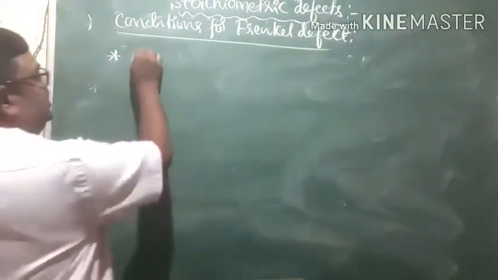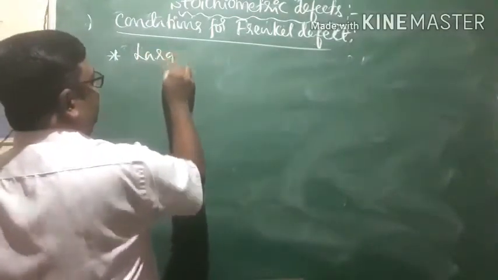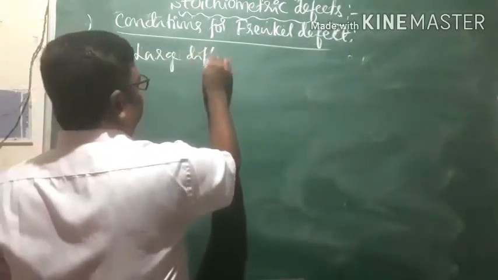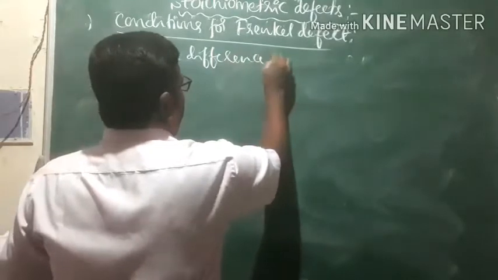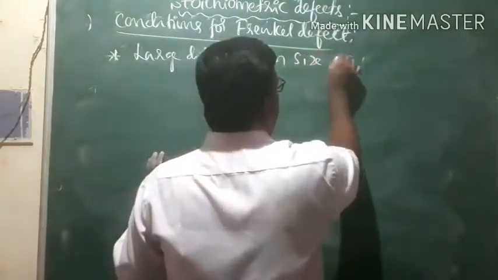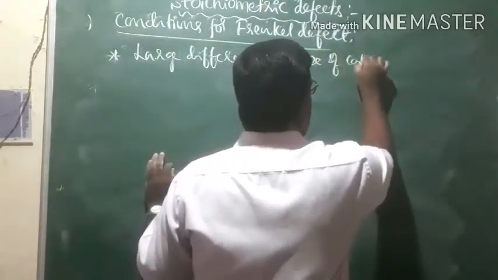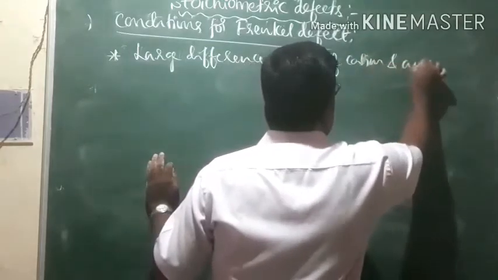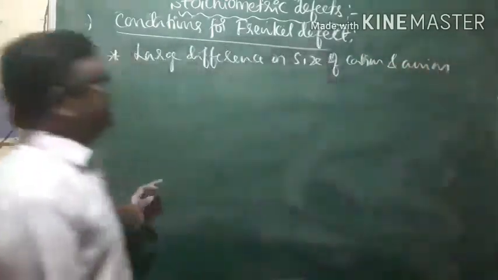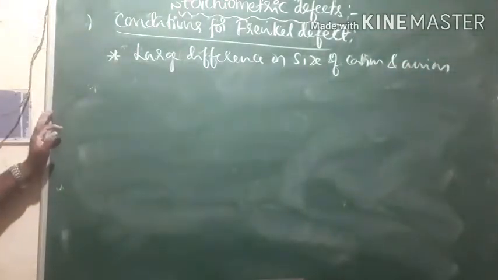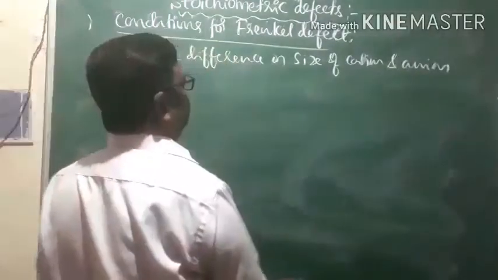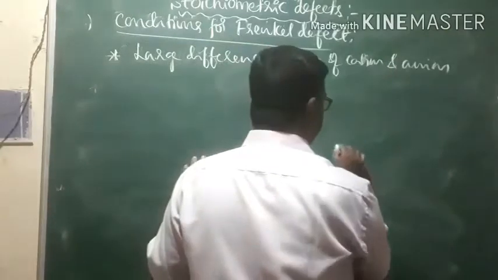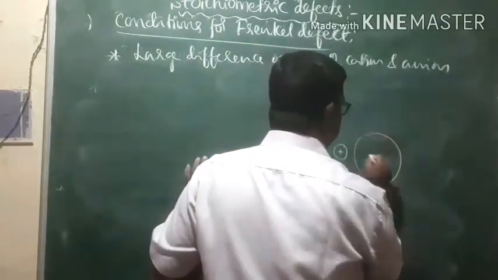One condition: ionic solids with a large difference in size of cation and anion. That is, ionic crystals with a large difference in size of cation and anion will undergo this particular defect called Frenkel defect. I said cation is very small, anion is very very big.